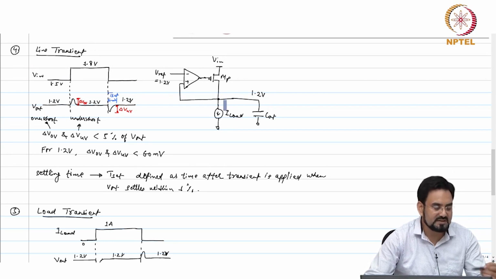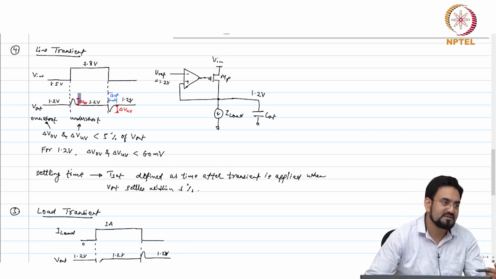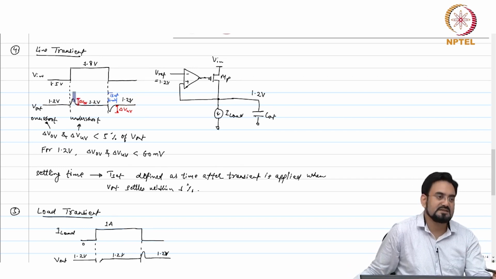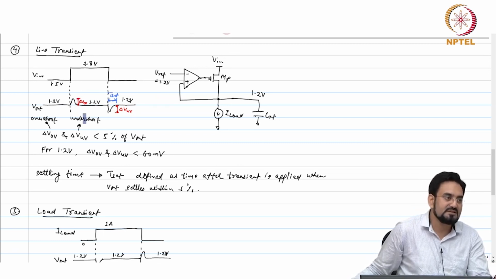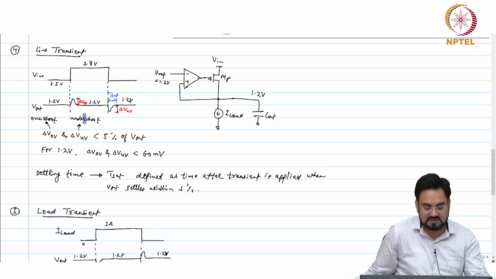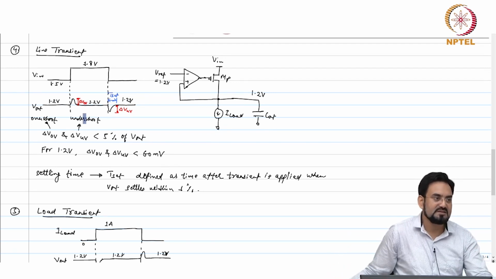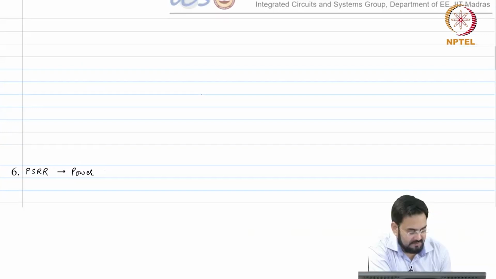So, if your change is comparable to your bandwidth or slower than your bandwidth, then this undershoot will be very small. But if you make that change very fast, much faster than your bandwidth, then this undershoot overshoot will be significant, and in that case it can only be reduced by increasing the capacitor or increasing the bandwidth. But once you have designed your regulator, it is fixed, there is no way but only to increase the capacitor. Okay.